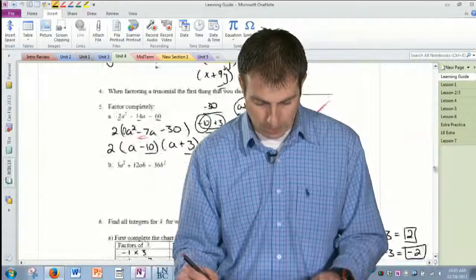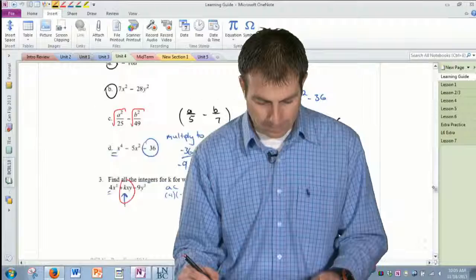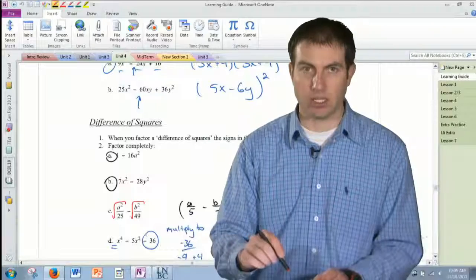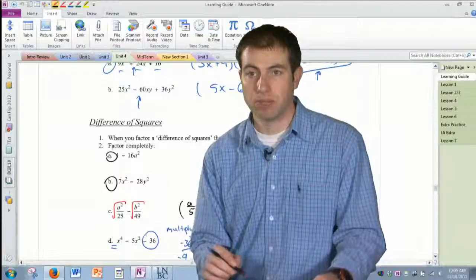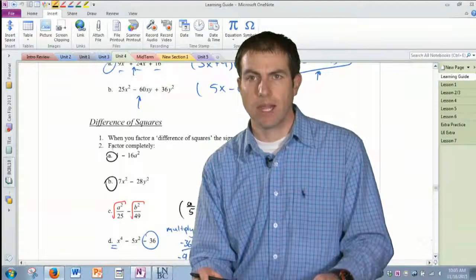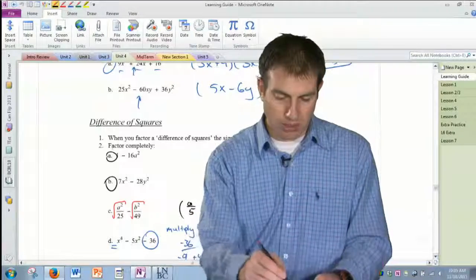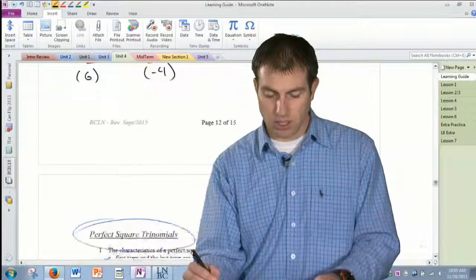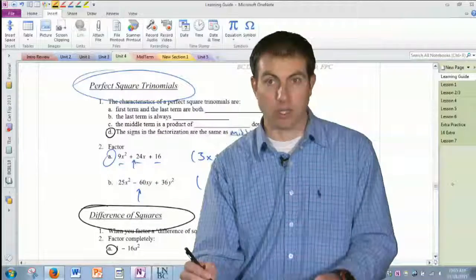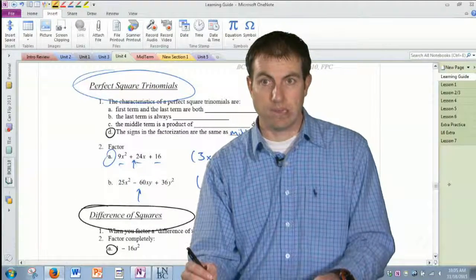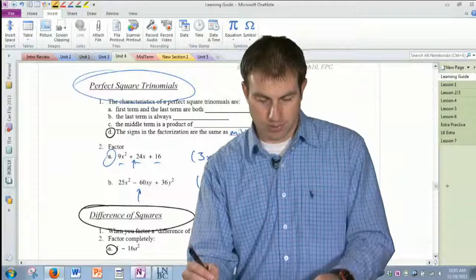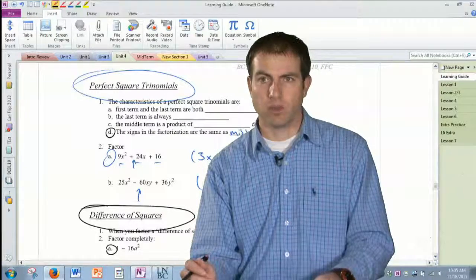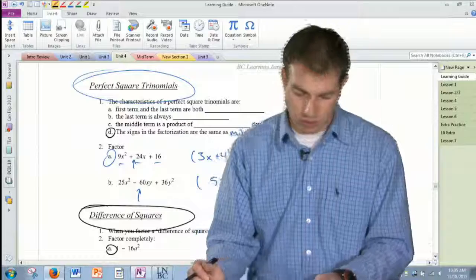Let's see if I can find them. Somebody asked about these yesterday and I didn't even do them. Factoring perfect squares. Are you talking about difference of squares or perfect square trinomials? I just want to make sure we're clear because I don't want to do the wrong stuff. So perfect squares or difference of squares. I see you typing perfect square trinomials.